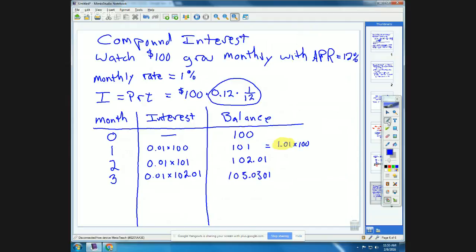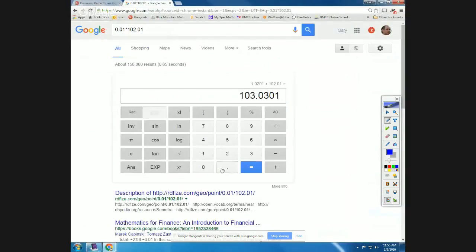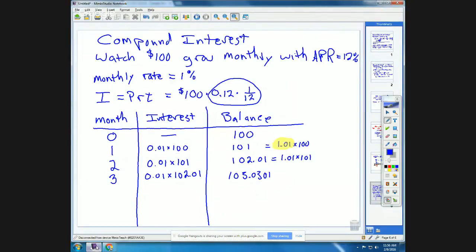So if we just double check the next line, this right here should be equal to 1.01, 101% of the previous balance. The previous balance was 101. So if we go back to our Google calculator, clear that, take 1.01 times 101, out should pop our 102.01. And if we multiply that by 1.01, we get our 103.0301. So basically every month, we're just repeatedly multiplying by 1.01.